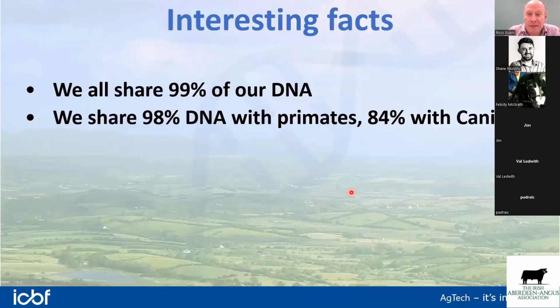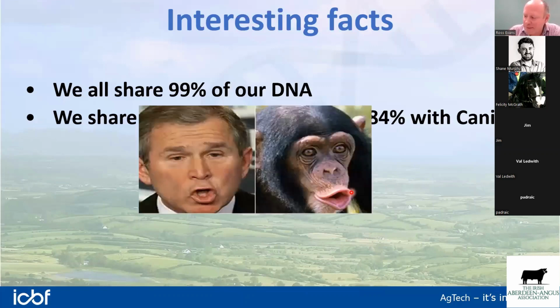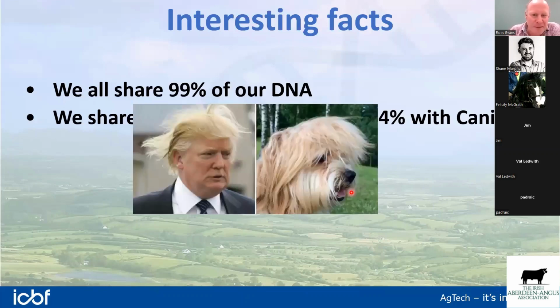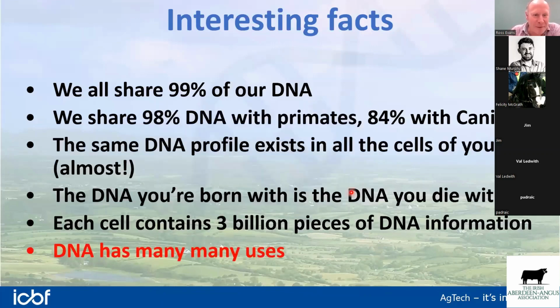So look, this is a slide that Professor Aberdeen-Angus often uses to try and explain the impact of DNA and the relationship. So, he indicates that we all share 99% of our DNA in common. We share 98% with primates, 84% with canines. And on a light-hearted side, you might be able to see some spurious similarities between Dunnes specimens. So look, whether you see them or not, they're obviously Dunnes can see something in them.